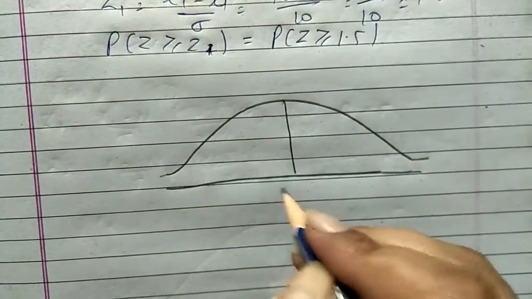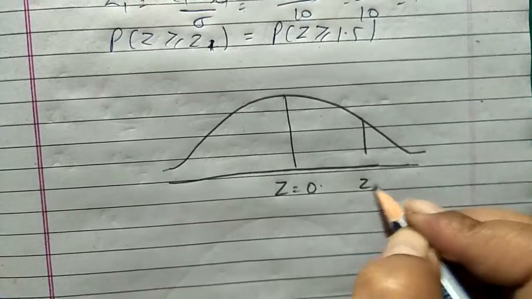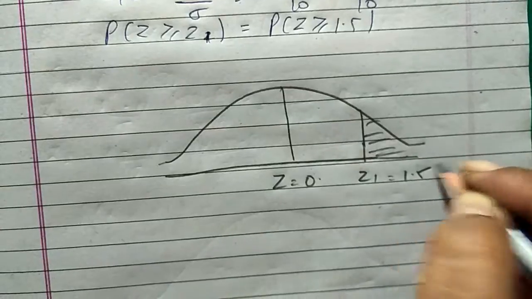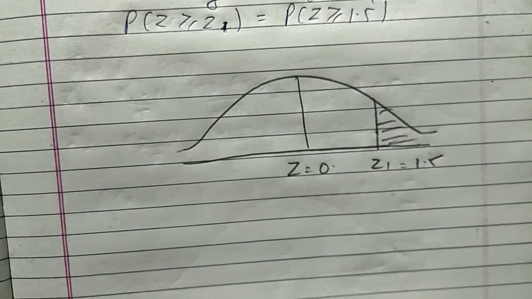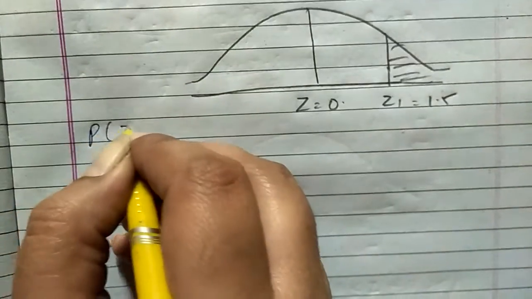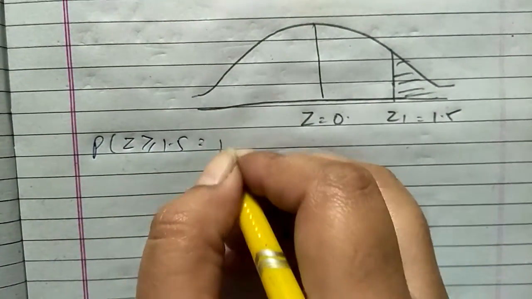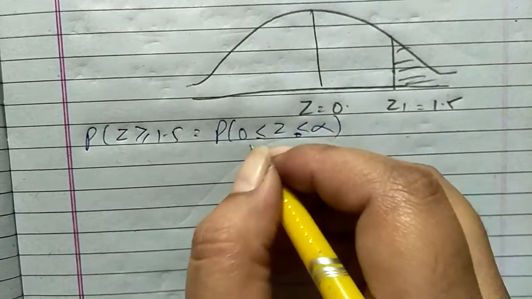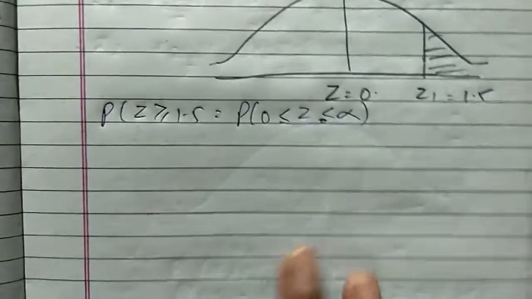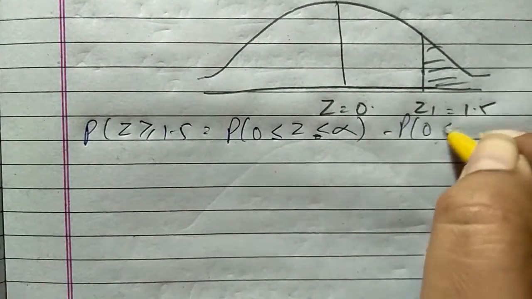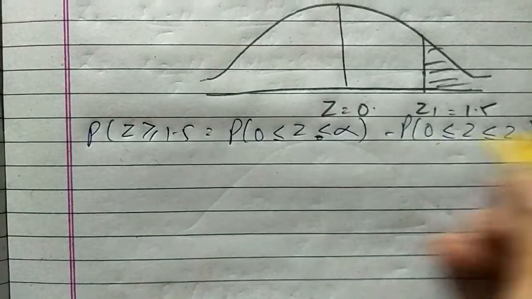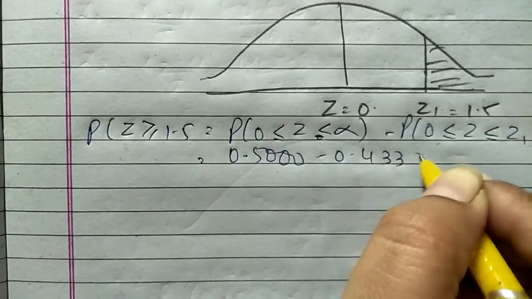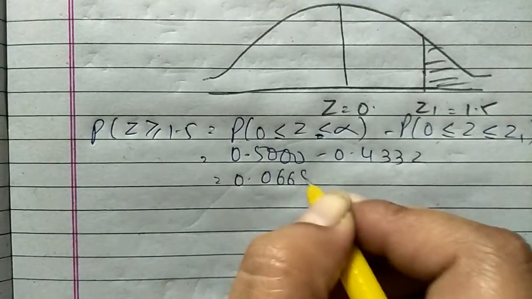Okay, x is equal to 0, z1 is equal to 1.5. So now P(z ≥ 1.5) is P(0 ≤ z ≤ infinity) minus P(0 ≤ z ≤ z1), that is 0.5000 minus 0.4332. Answer comes to 0.0668.